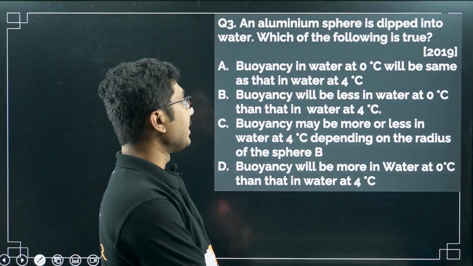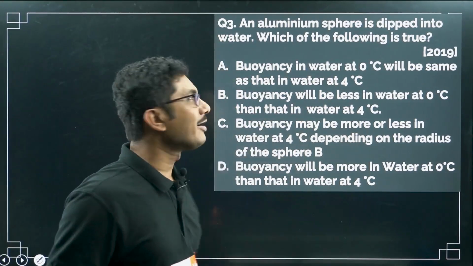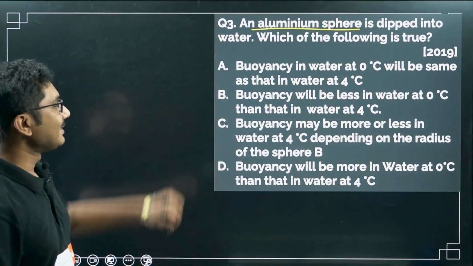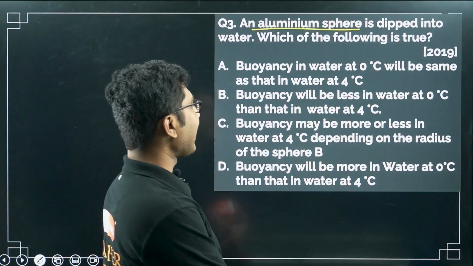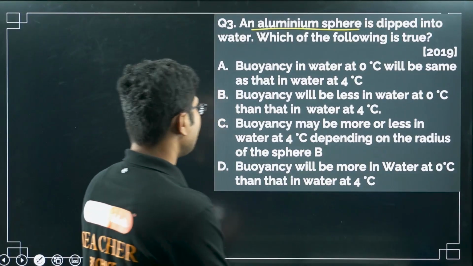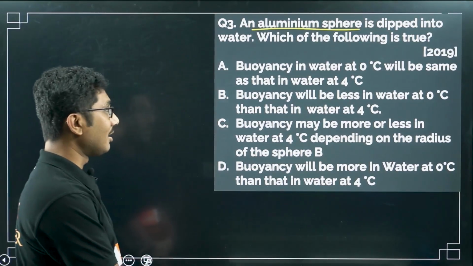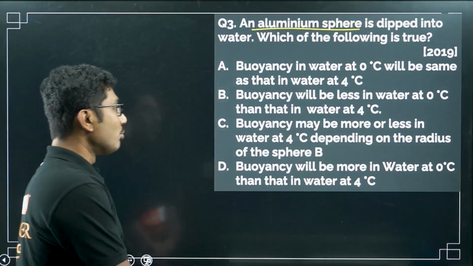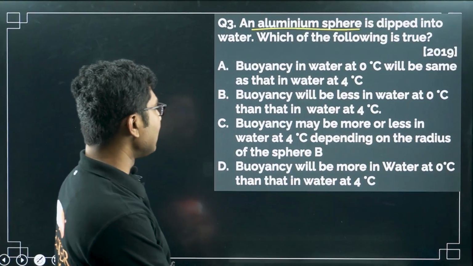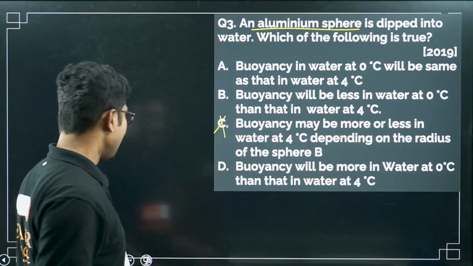An aluminium sphere is dipped into water. Which of the following is true? Now this question does not have anything to do with the aluminium sphere, unfortunately. Let's check the options. Buoyancy in water at 0 degrees Celsius will be the same as that in water at 4 degrees Celsius. Buoyancy will be less in water at 0 degrees Celsius than in water at 4 degrees Celsius. Buoyancy may be more or less. Buoyancy will be more in water at 0 degrees Celsius than in water at 4 degrees Celsius. This obviously does not make any sense, so I have not even tried to read it.